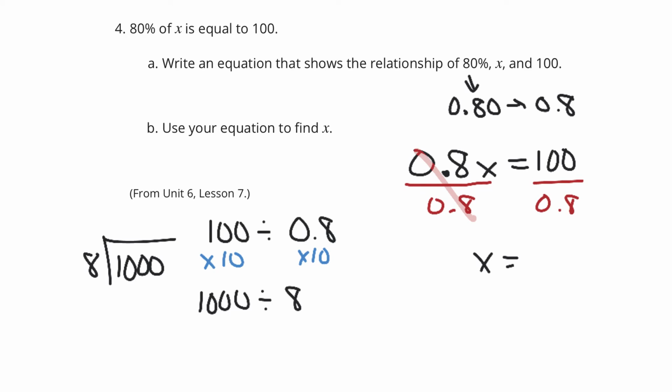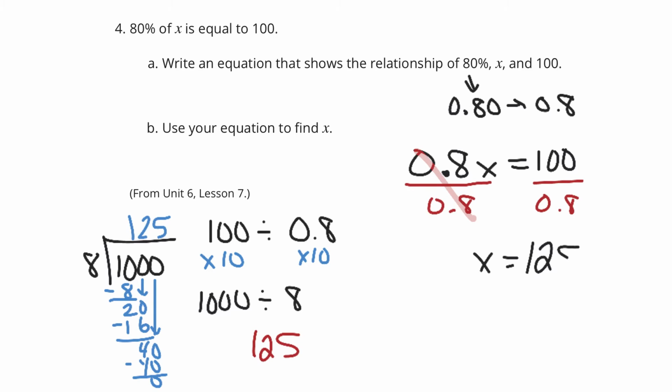1,000 divided by 8. 8 goes into 10 one time. Subtract the 8, we're left with the 2, bring down the 0. 8 goes into 20 about 2 times. Subtract the 16. You get 4 and a 0, and I love to see a nice even number here, because 8 goes into 40 5 times. You're left with a remainder of 0. And so 1,000 divided by 8 is 125, which means x here equals 125. So 80% of 125 is equal to 100, which should make sense.